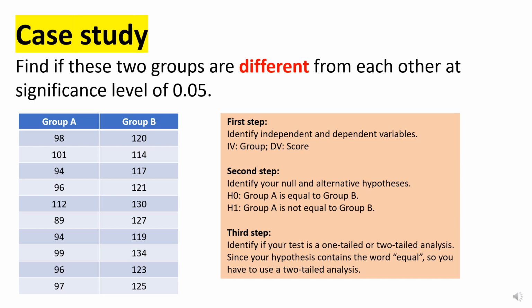The second step is to identify your null and alternative hypotheses. Alright, H null: group A is equal to group B, and H1, which is the alternative hypothesis: group A is not equal to group B. Comes to the third step: identify if your test is a one-tailed or two-tailed analysis. Since your hypothesis contains the word equal, you have to use a two-tailed analysis.